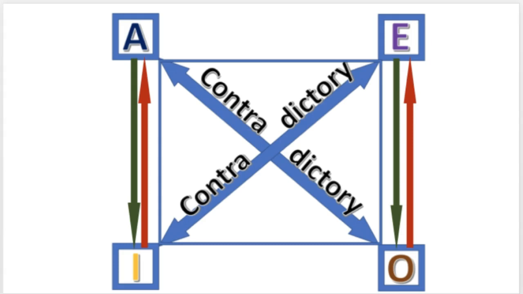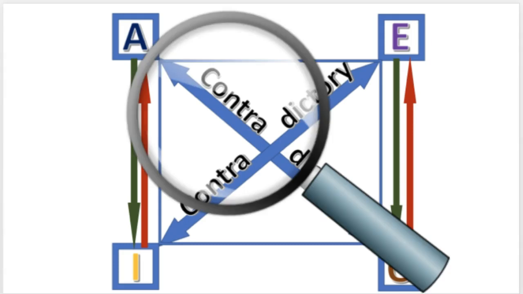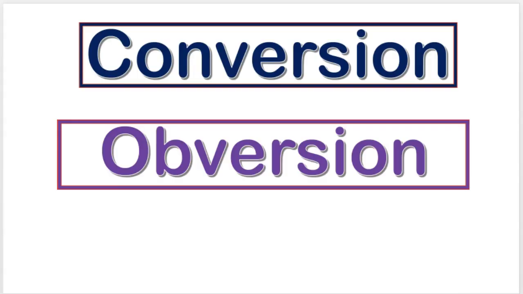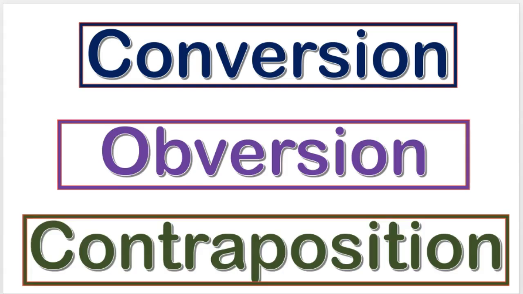Now note this. The traditional square of opposition can also be used with conversion, obversion, and contraposition.